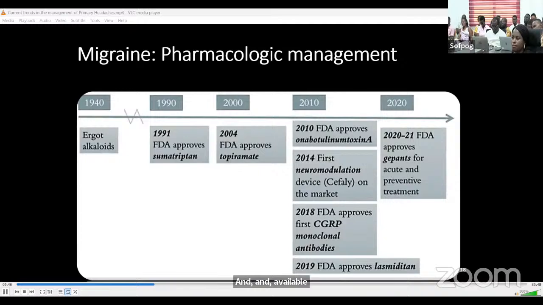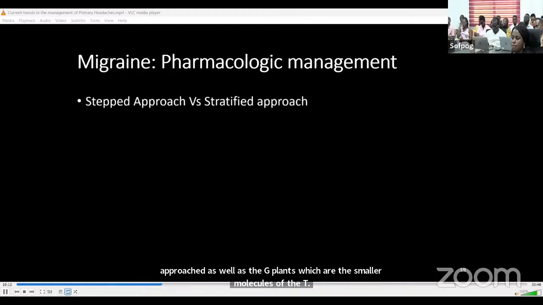This is just a schematic showing the chronologic order in which medications were developed for the treatment of migraine. As far back as 1990, we saw the first triptan, sumatriptan, being approved. And it comes all the way into recent times, 2018, 2020, 2021, where we've had the CGRP monoclonal antibodies being approved, as well as the gepants, which are the smaller molecule CGRP antagonists.